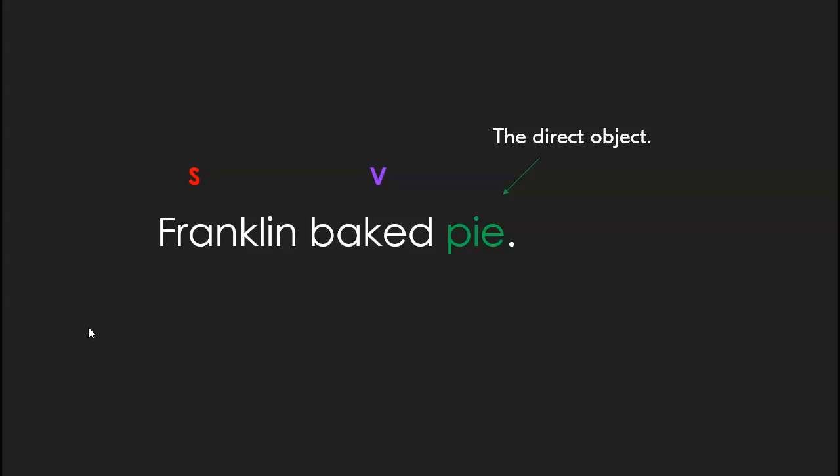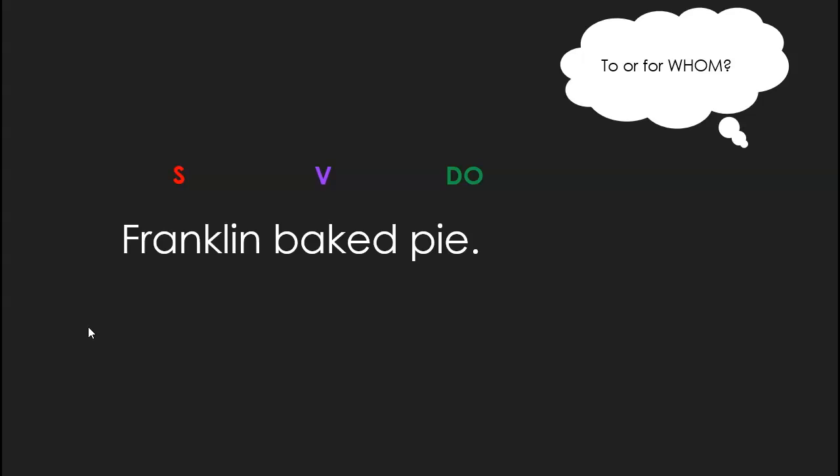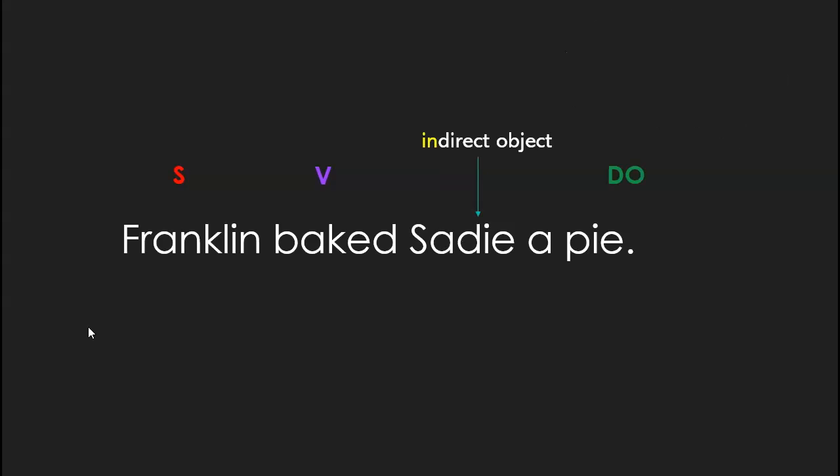In this situation, Franklin baked a pie. So we label that as DO for direct object. But then we start to wonder, well, for whom did he make this pie? To whom or for whom? We find out that he made it for Sadie. So directly his hands were baking a pie, but he was doing it for someone named Sadie.